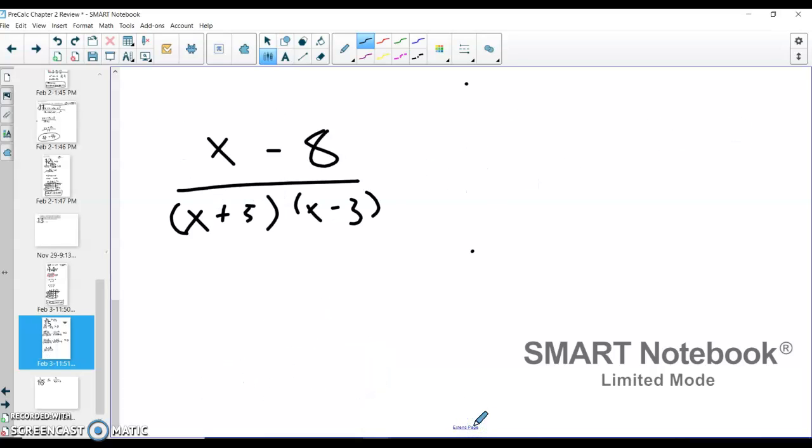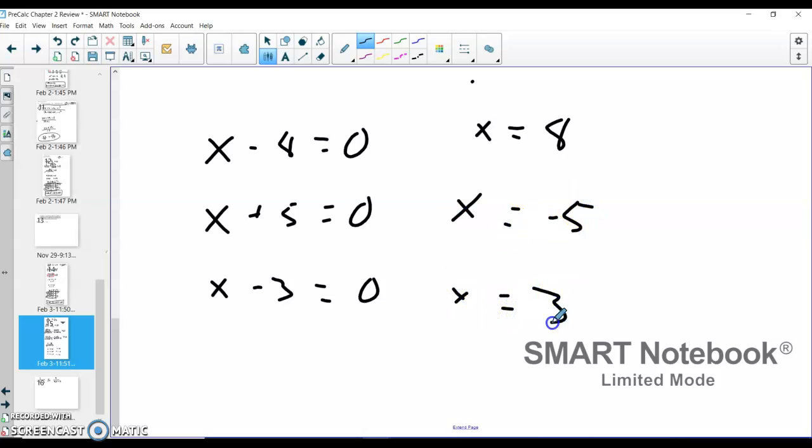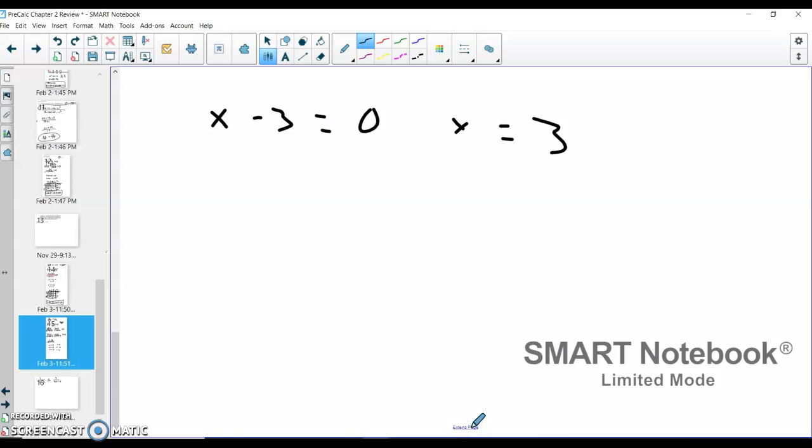Again, I'm going to set my numerator and denominator equal to 0. So I get 3 things being set equal to 0. Now I got x minus 8 equals 0. I have x plus 5 equals 0. And I have x minus 3 equals 0. Each of them, this gives me x equaling 8. This gives me x equaling negative 5. And this gives me x equaling a positive 3. Now I have my x points here.